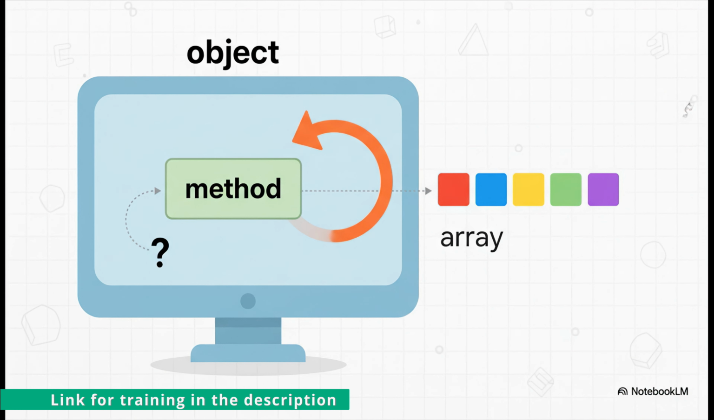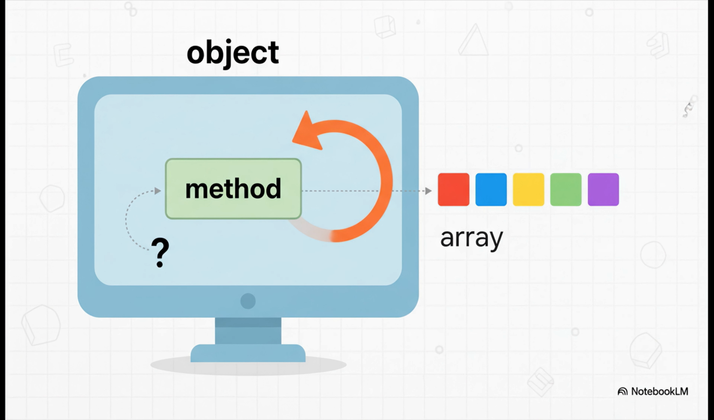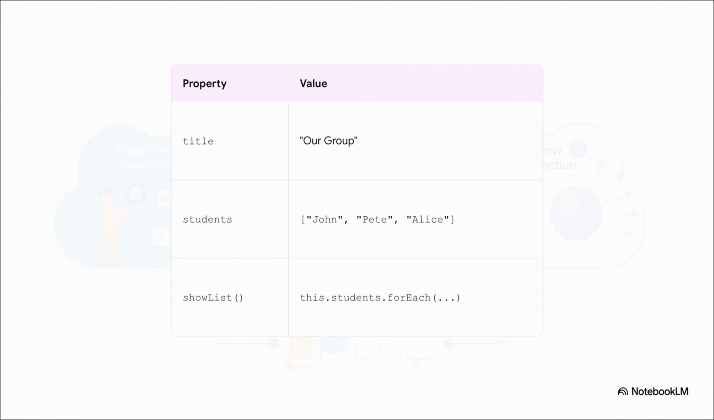Okay, so picture this, a scenario you've probably run into 100 times. You've got an object, and inside that object, there's a method that needs to loop over an array. Super common pattern, right? You just want to do something for each item, and that something needs to know about the object it's living in. All right, so here's our setup. We've got this group object. It's got a title, an array of students, and a method called showList.